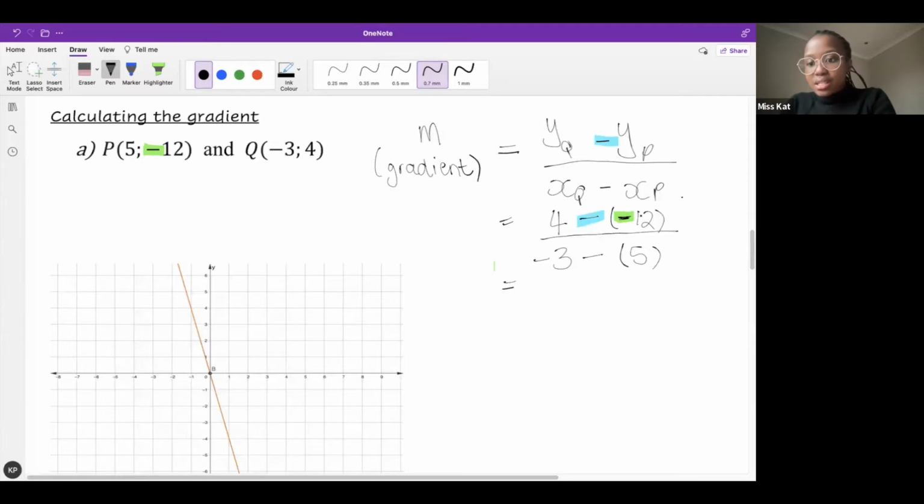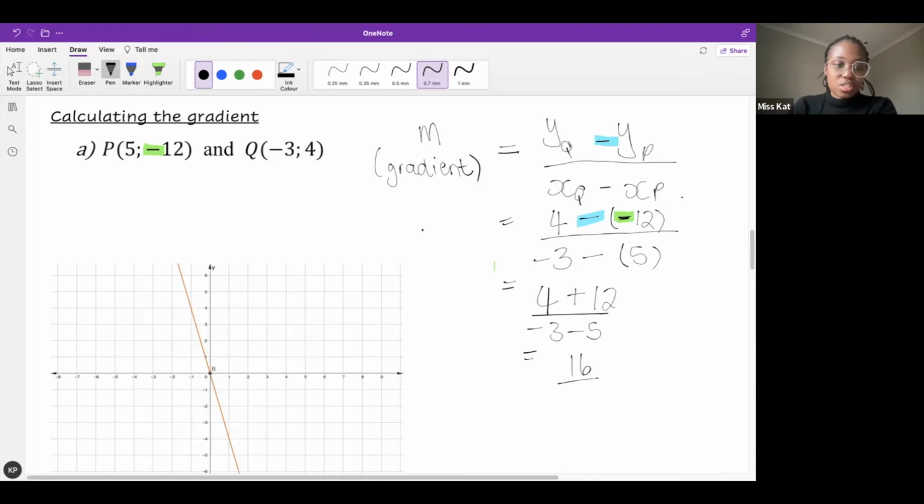Equals, right? What are two positives going to give you? This minus minus, what's going to happen there? These two negatives. Wow, I just said these two positives. I can't believe it. Thank you. It's going to give you a positive. 12 over negative 3 minus 5. Now what's 4 plus 12? 16 over what's negative 3 minus 5.